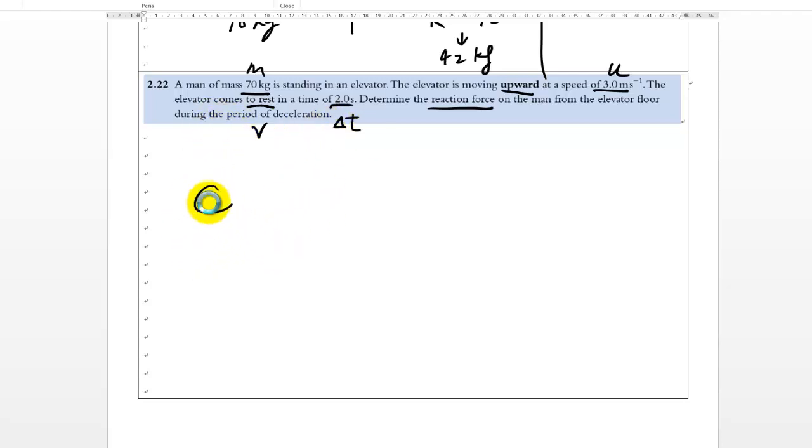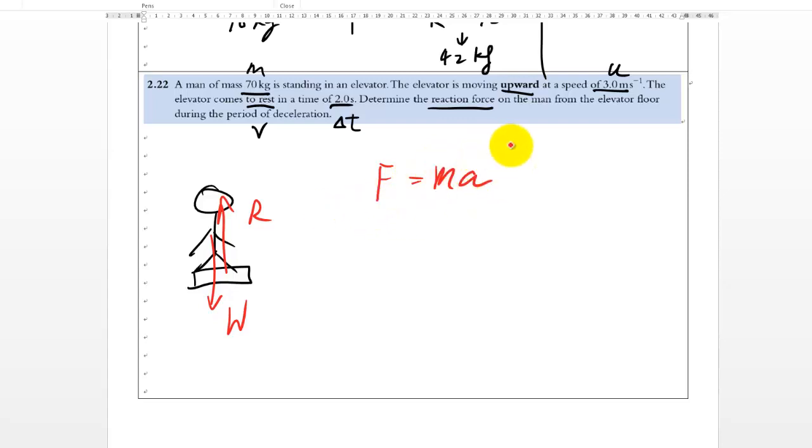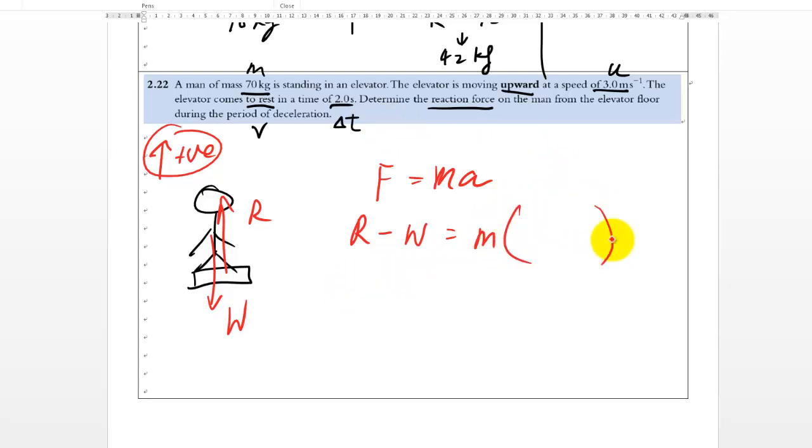Okay, so here once again we would have the man in the elevator, and the force would then be weight, and then there will be reaction force or normal force. And I suppose I will be using F equals ma still. We have deceleration, so let's take upward as positive once again. So we have R minus W equals ma, and we don't have a, but we can find the definition of a, which is (v minus u) over t, assuming it is a constant deceleration. So let's see if we have everything.